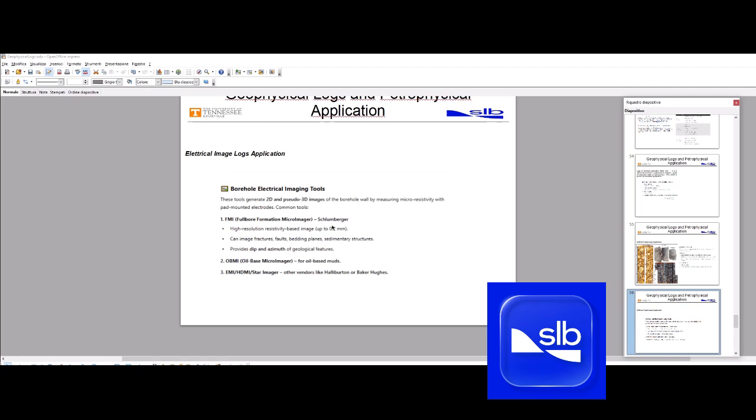These tools generate a 2D or pseudo-3D image of the borehole wall by measuring micro-resistivity with pad-mounted electrodes. The Full-bore Formation MicroImager, in this case, was released directly by Schlumberger. We have a series of patents on this kind of micro electrical image.